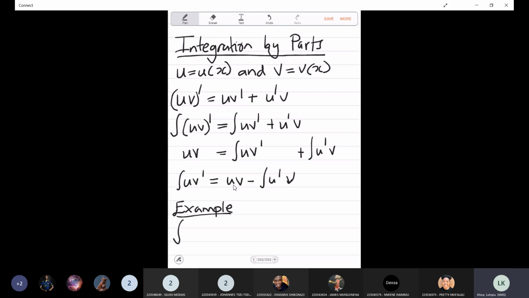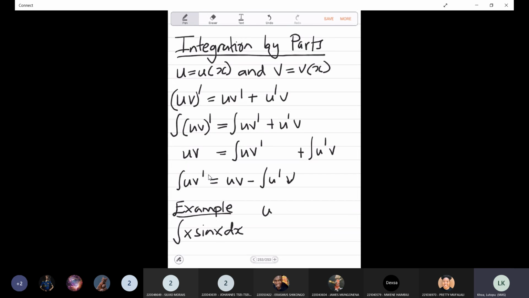Let's say we want to integrate x sine x with respect to x. Now here, usually what we would do is try and make the derivative of one of them the other term, and then we can use substitution. But here we have x and sine x. There's no way one is the derivative of the other. So what we do when we're integrating by parts is pick what is your u and what is your v prime or dv.